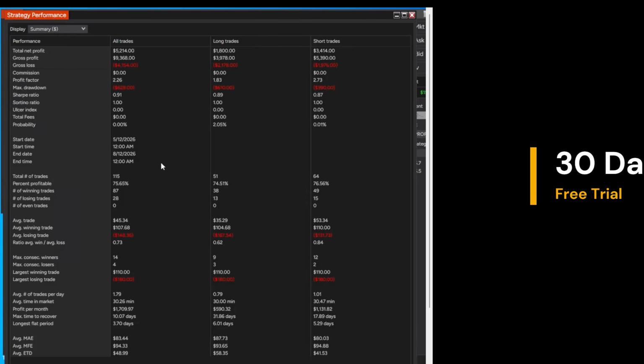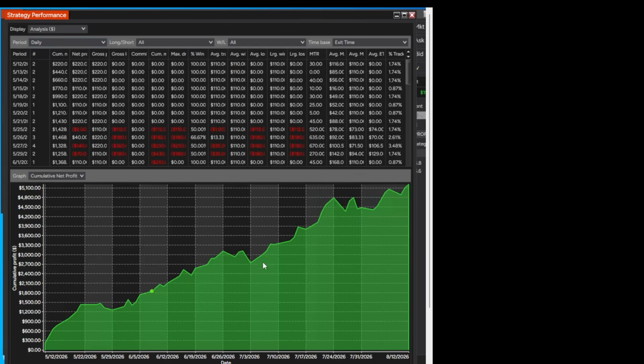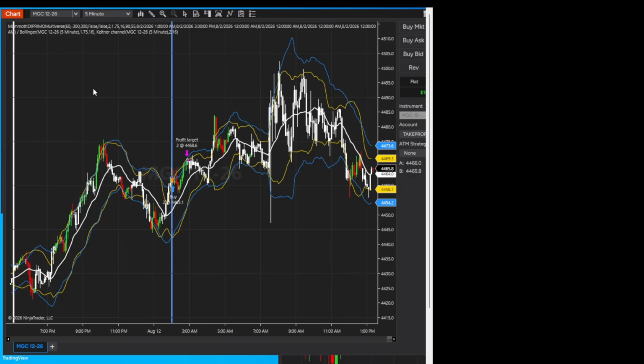I didn't add any commissions to this, so if you minus commissions, you're looking at somewhere around 4,700 bucks net with the risk of 628, and we have 115 trades in total, 87 winners, 28 losers. So far, based on this performance, we can use this strategy for a while, and this is how the strategy works.